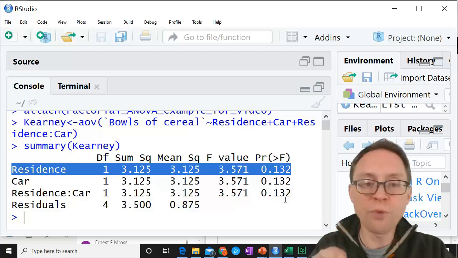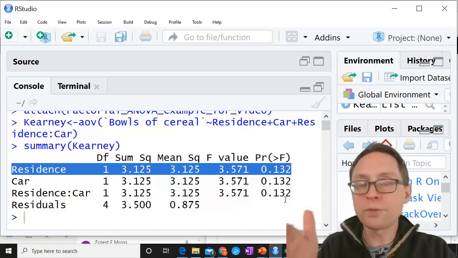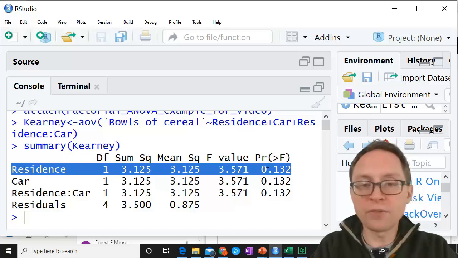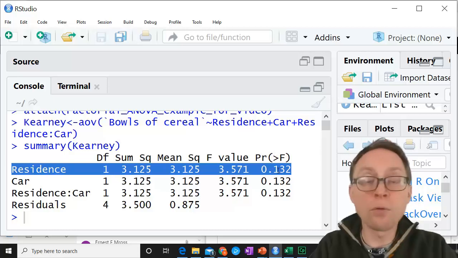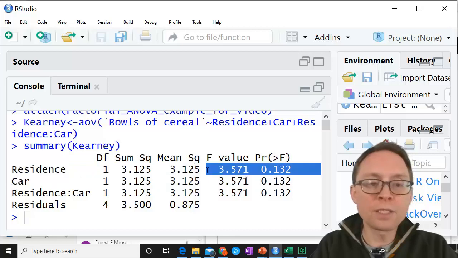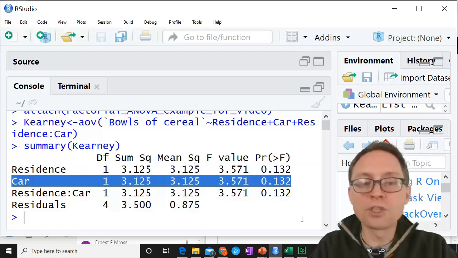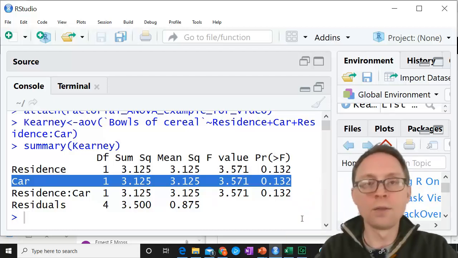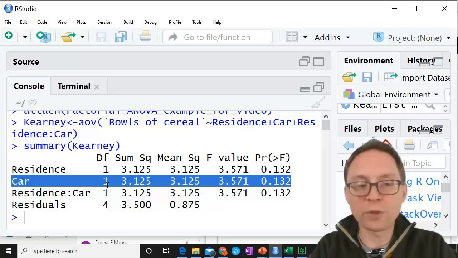Remember, we looked at those means before. It was 2.5 compared to 3.75. And what this is saying is that there's no significant difference. The probability is 0.132, which is greater than 0.05. So there's no significant difference overall between people who live on campus and off campus as to how many bowls of cereal they eat. What about owning a car? This is the main effect for car. It is just looking at whether you own a car or not, yes car compared to no car. And again, there's no significant difference between how much cereal people eat depending on their car.